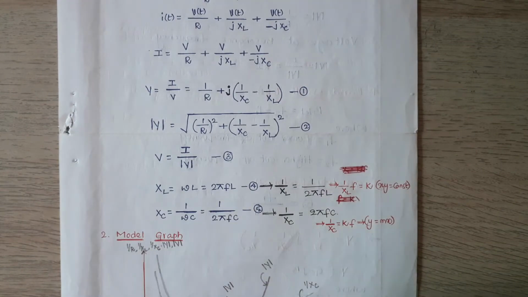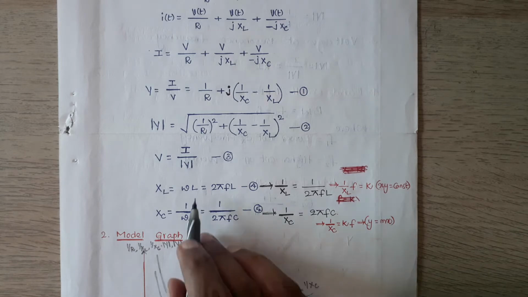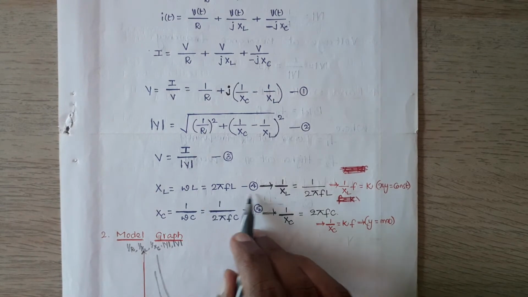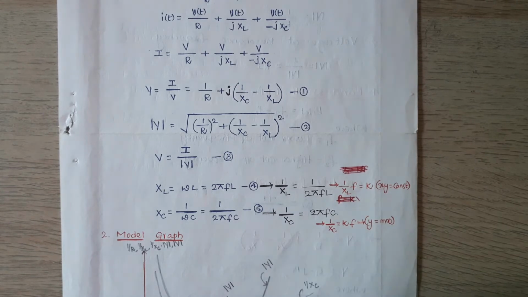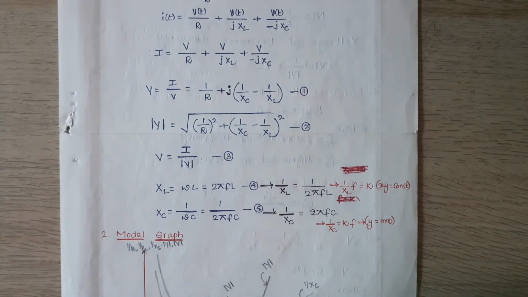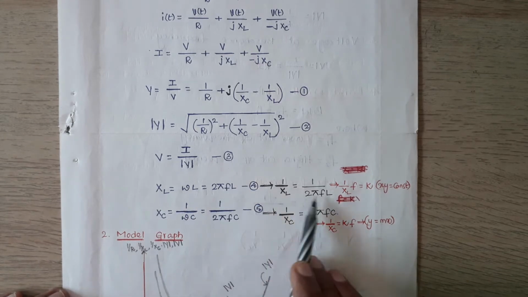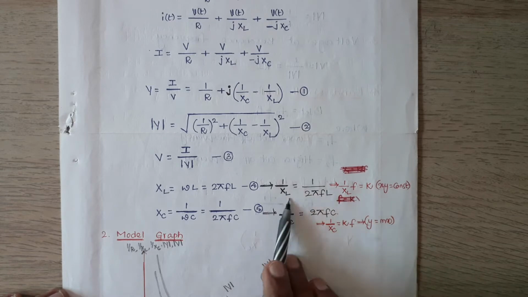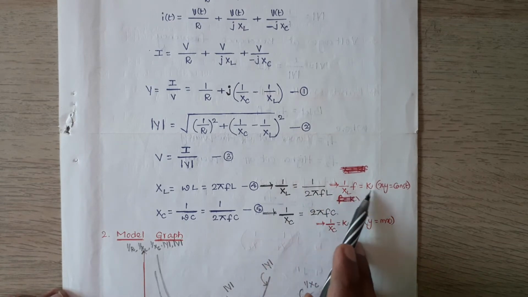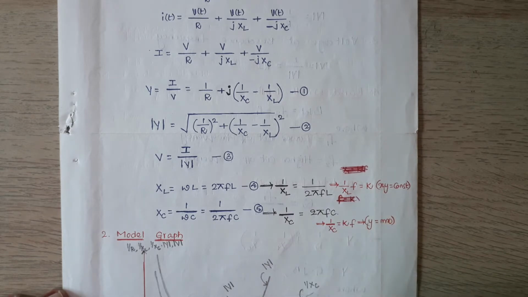Here XL equals omega L, the reactance offered by the inductor, which equals 2 pi FL. We have to draw curves between 1 by XL and frequency, and 1 by XC and frequency. So 1 by XL equals 1 by 2 pi FL. Taking F to the left hand side, 1 by XL into F equals K. It is in the form of XY equals constant, where X is the frequency and Y is 1 by XL.